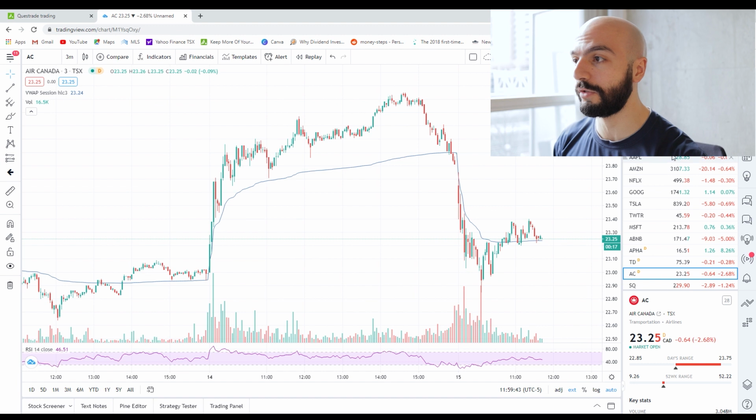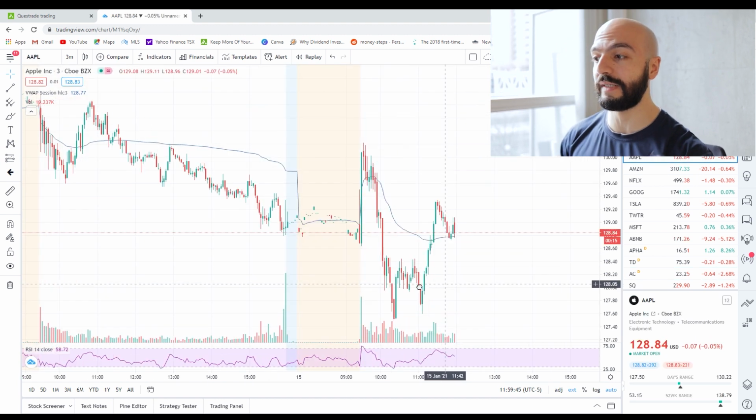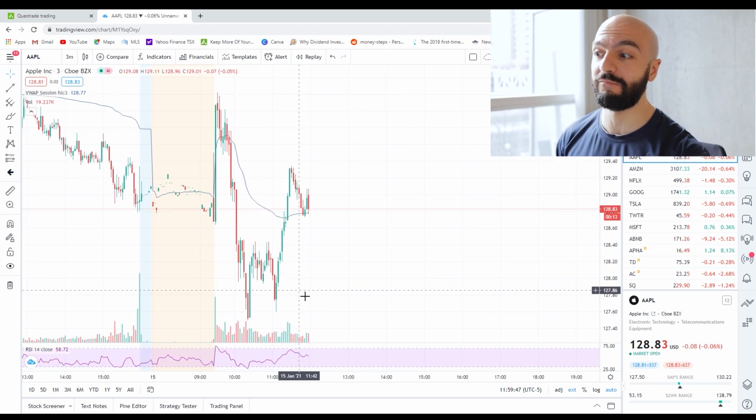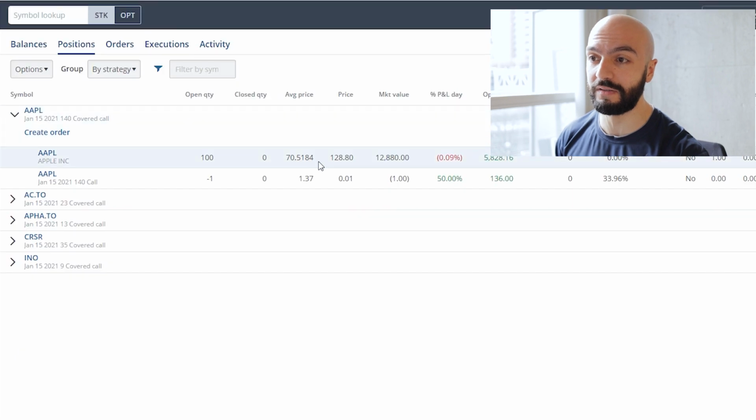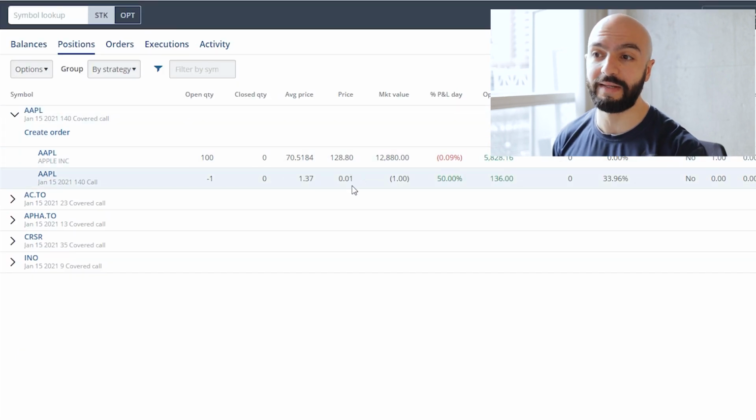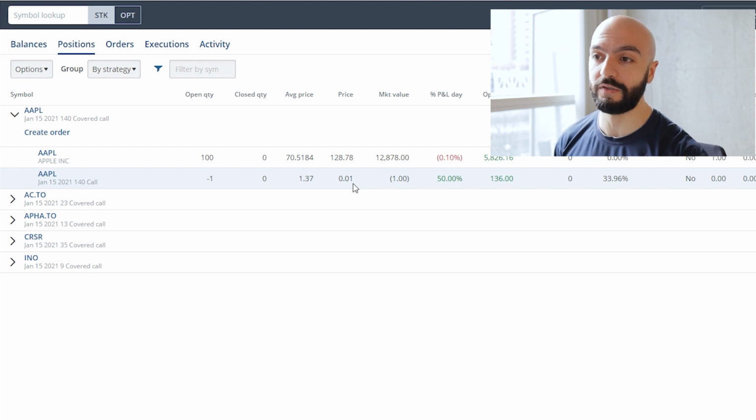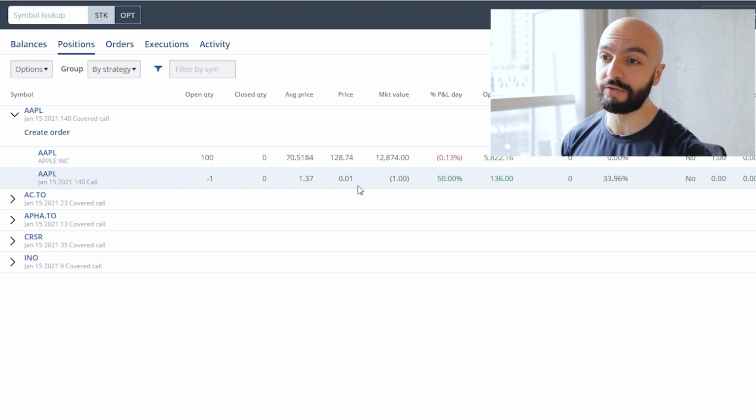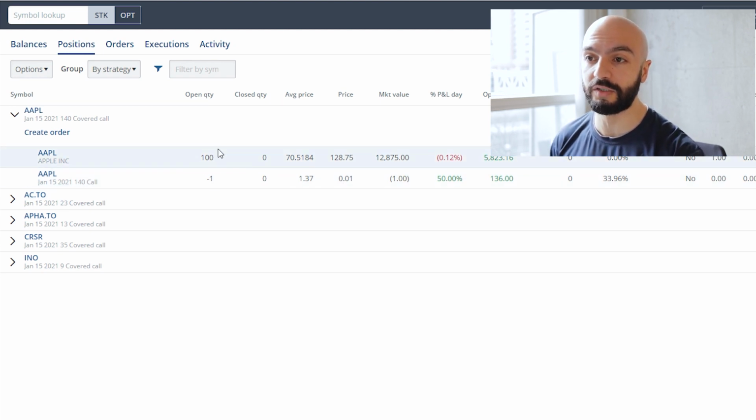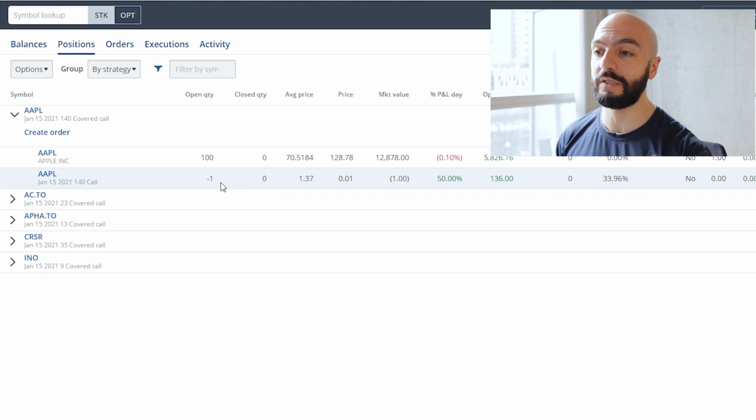If we search for Apple, Apple today is 128.83. So this call is worth a penny, and this is per share. So I'll talk in dollars. You'll never be able to buy an option for a penny. You have to multiply by 100 because it's 100 shares. You notice how these are grouped together? 100 shares, 1 contract.